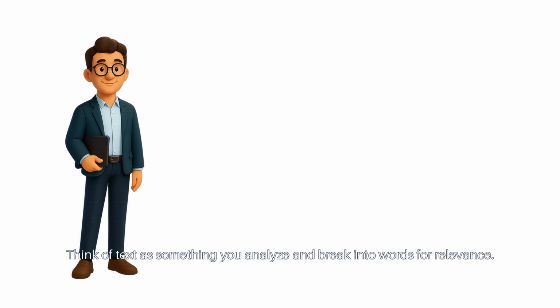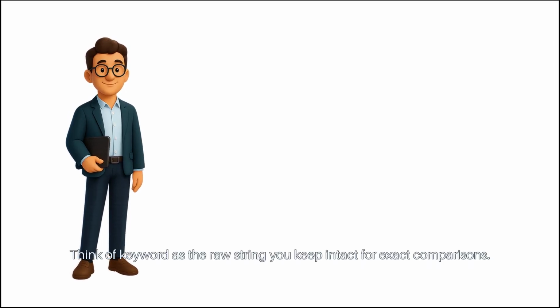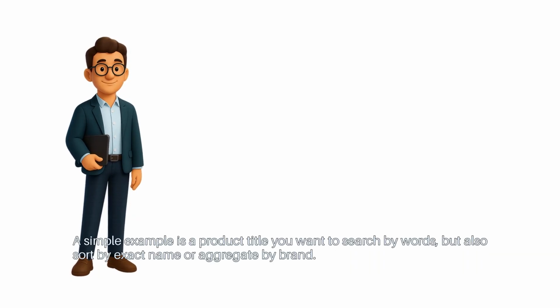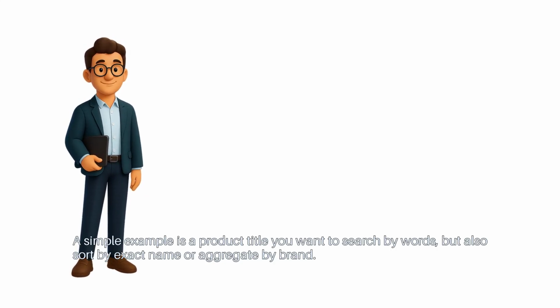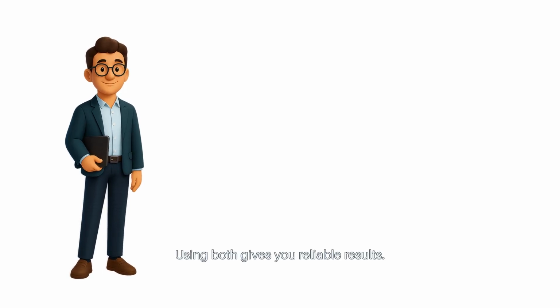Think of text as something you analyze and break into words for relevance. Think of keyword as the raw string you keep intact for exact comparisons. A simple example is a product title you want to search by words, but also sort by exact name or aggregate by brand. Using both gives you reliable results.